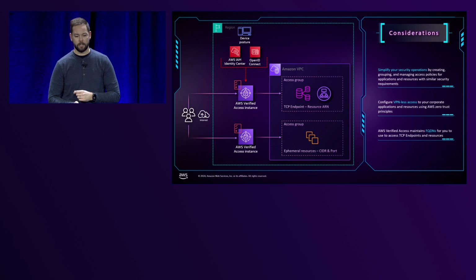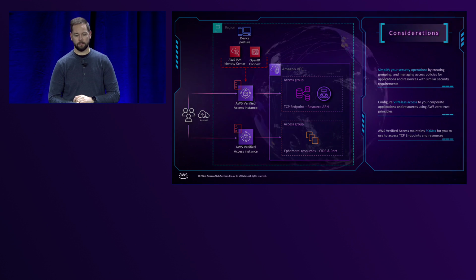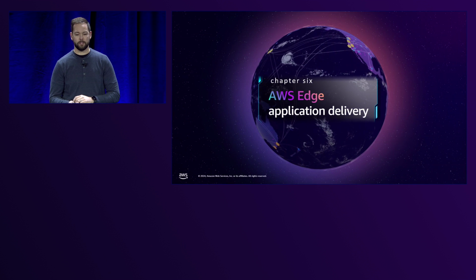Some considerations here. So really the whole idea here was to give VPN-less access to things inside your VPC. And I think AVA has really given that capability. Okay. So let's move on now to Edge.